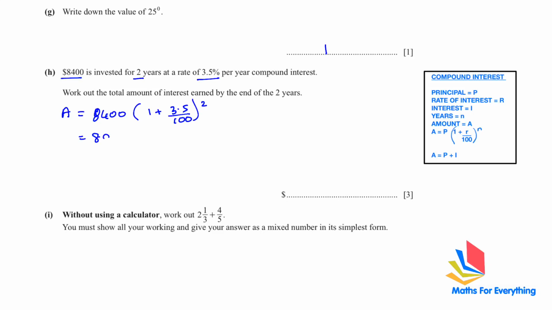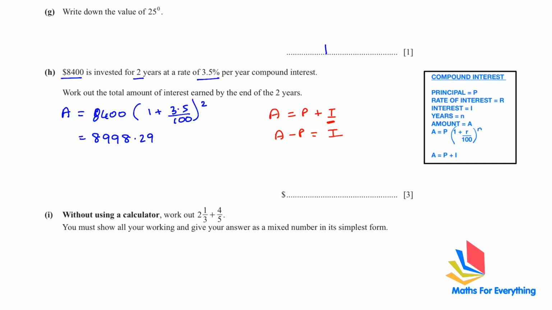We will get 8998.29. This is the complete amount, but we only have to find the interest. To find the interest, we use this formula. Amount is equal to principal plus interest. You want to find the interest, so make interest the subject. Amount minus principal will give you the interest.